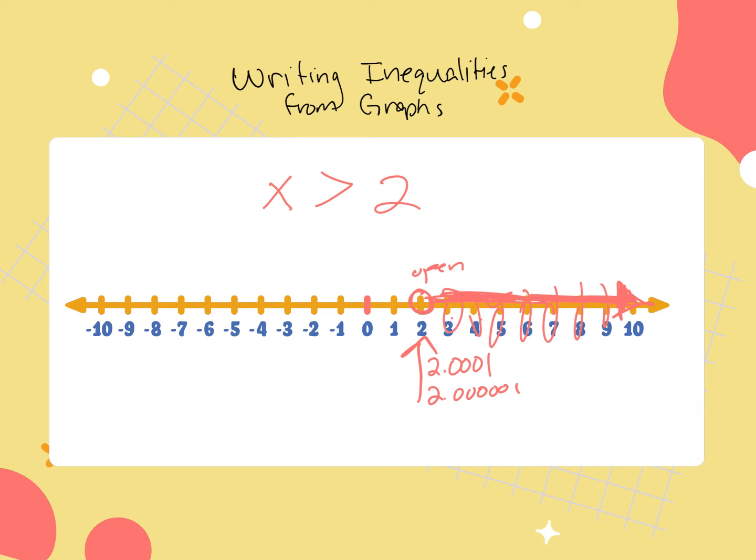And then if we're not sure if we've got the sign the right way, we can always check. I shaded towards the 10, for example, so I can plug in 10. Let's check. Is 10 greater than 2? Yes, it is. That means I've got that sign right. So this would be the correct inequality. And then we can look at another one.